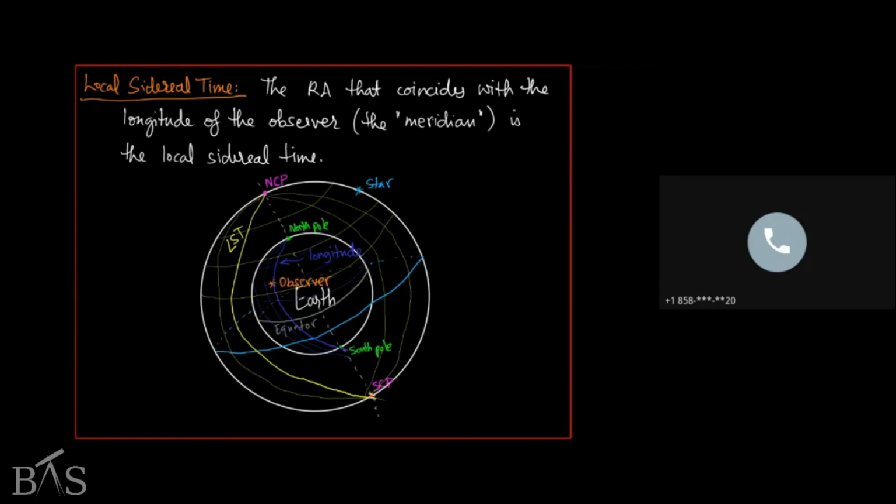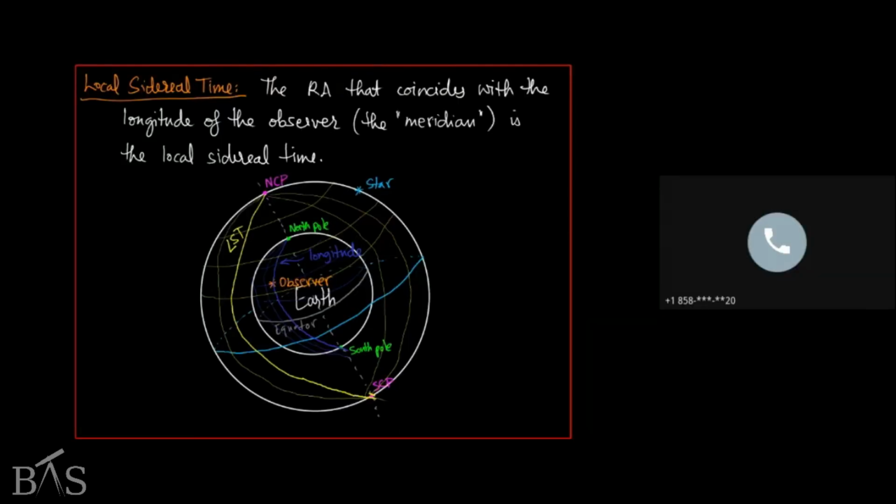Now this is another important concept. This is called local sidereal time. We'll explain the word sidereal and the word local later, but for now, the local sidereal time is the right ascension that currently coincides with the longitude of the observer. So let's say at this instant, the RA that coincides with your longitude on Earth is 15 hours and 31 minutes, then that is your local sidereal time. We call the particular line of RA that coincides with your longitude the meridian. This is a term that you have heard so many times in this talk. Imagine projecting your longitude onto the celestial sphere. That semicircle is called the meridian. And the RA of the meridian is what we call the local sidereal time. So this is the RA on the meridian.